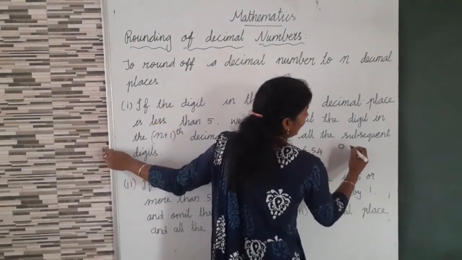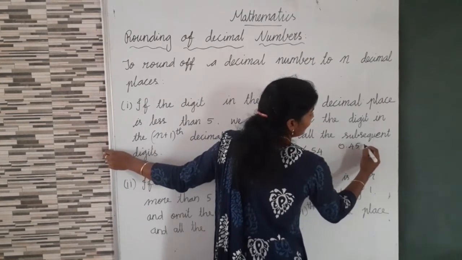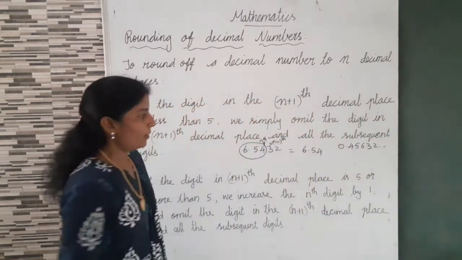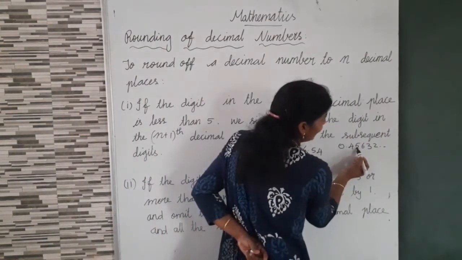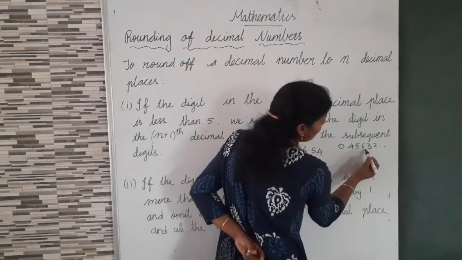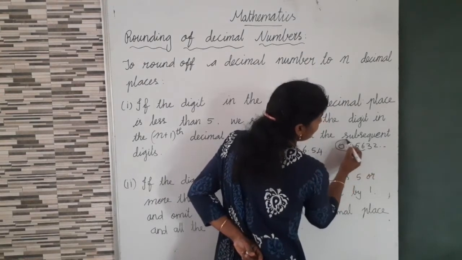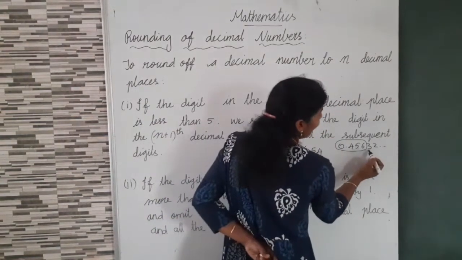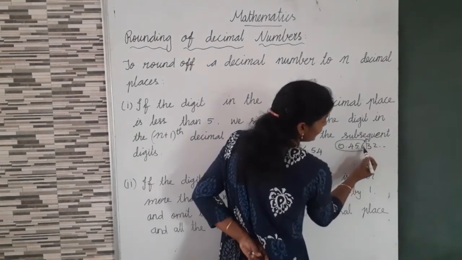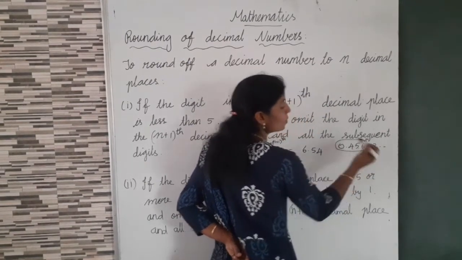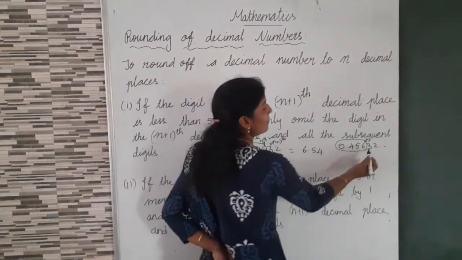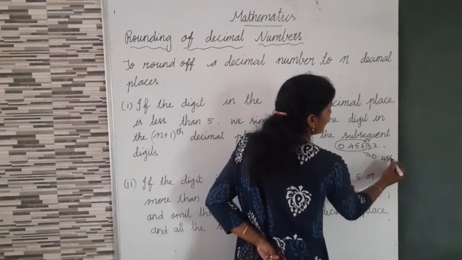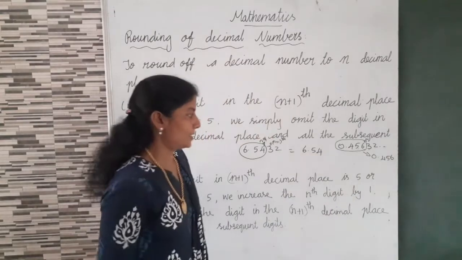Here, 0.4563 etc. Now, here this is the 10th place, 100th place, up to the 1000th place is enough. What do you do? Now here listen. This term is the nth term, isn't it? This is the n plus 1th term. With the n plus 1th term less than 5, what's the answer here? 0.456. The remaining digits we can omit.